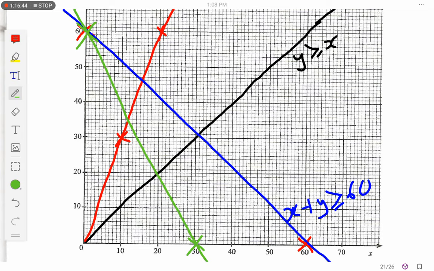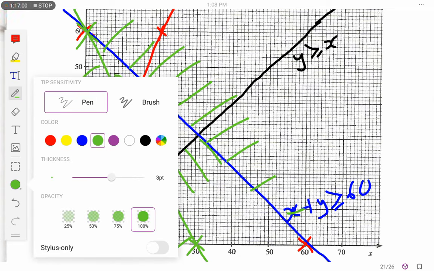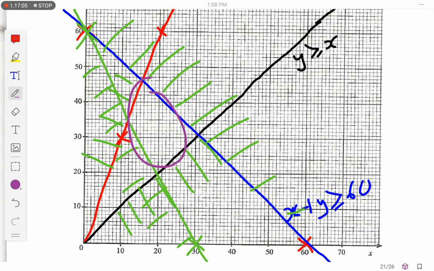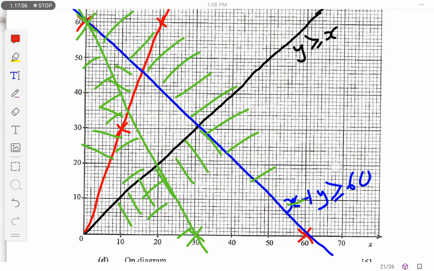Even if we did not shade, if we're going to shade, you find out we will shade all these parts here. Like this, like that. This one like this. This one like this. And this one like that. So our result is going to be in here.